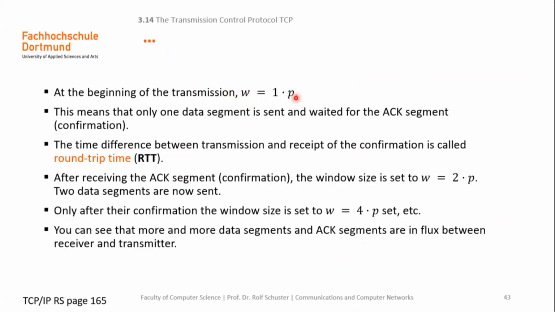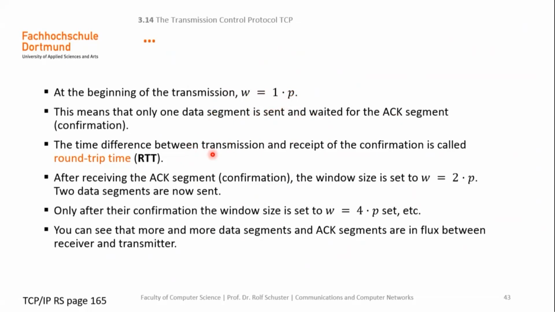That segment could have MSS bytes. In fact, the window size is 1 MSS. This means that only one data segment is sent and waited for the acknowledged segment, that is the confirmation of the first segment. The time difference between transmission and reception of the confirmation is called the round trip time.